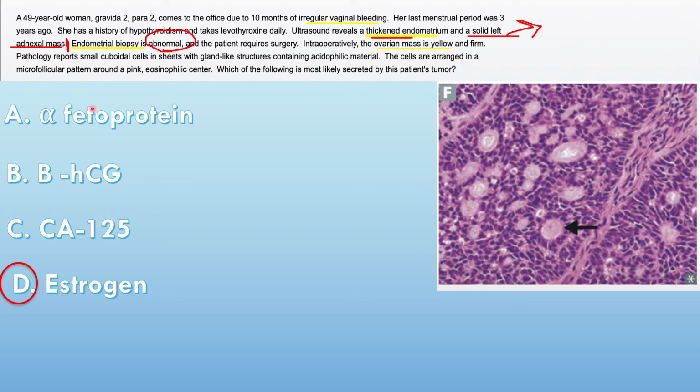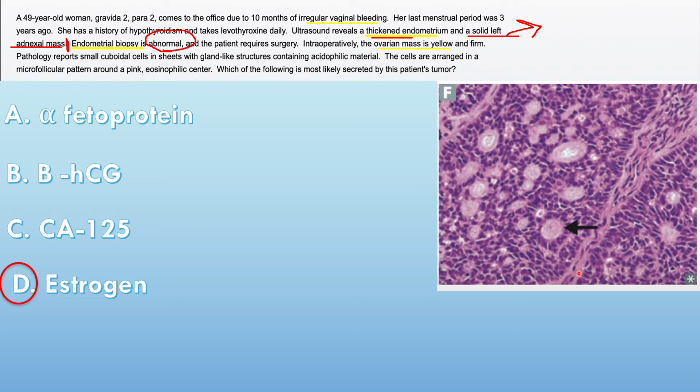they appear like that. Pathology reports small cuboidal cells in sheets, like you can see here in front of you, with gland-like structures containing acidophilic material like this. This is called Call-Exner bodies, guys. Cells are arranged in a microfollicular pattern around a pink eosinophilic center. This is what we call Call-Exner bodies, and that's quite specific to granulosa cell tumors.